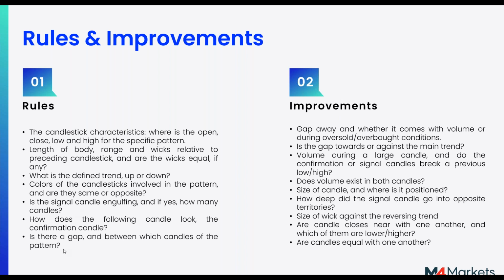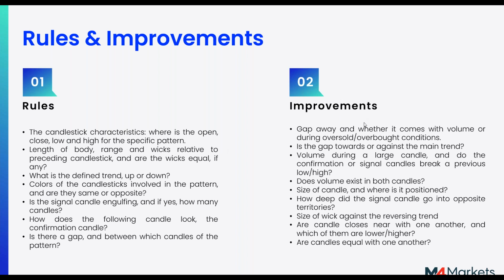And of course, if there is a gap, and between which candles of the pattern, because sometimes it's important to have a gap. For example, in the morning star, it's apparently more reliable when there is a gap to the downside in the doji candle, and then you have a gap to the upside on the follow-up candle. And some of the improvements that we can use to scan, to just separate the good and the bad signals, let's say.